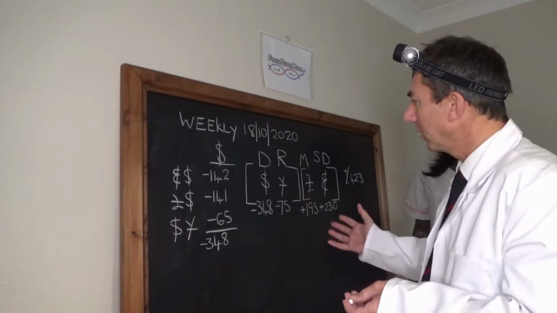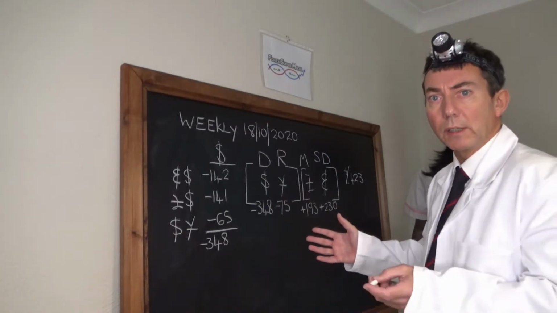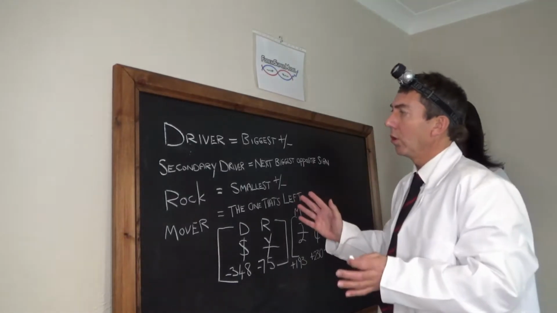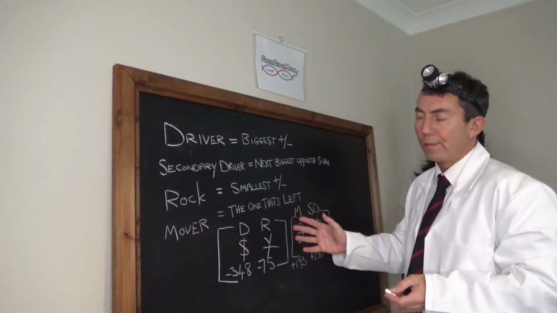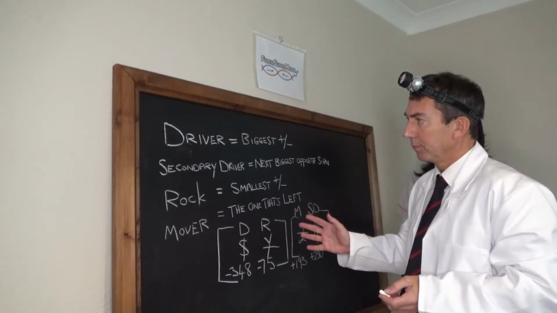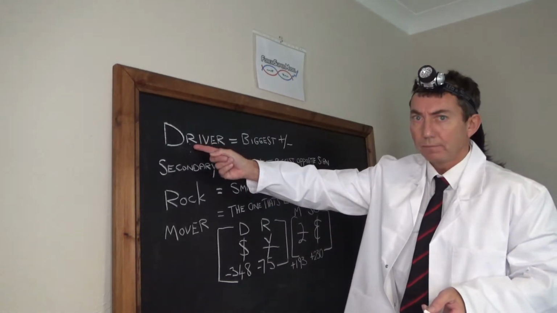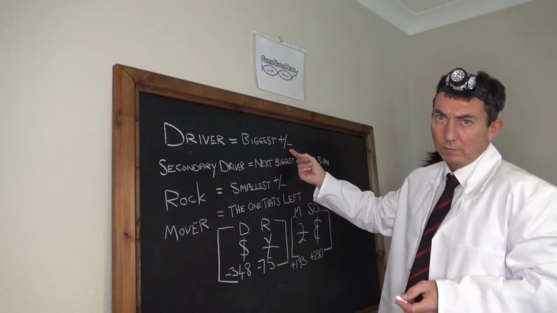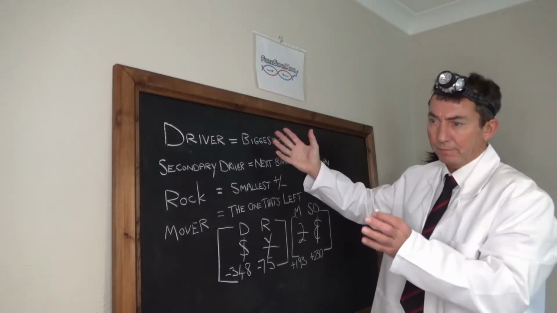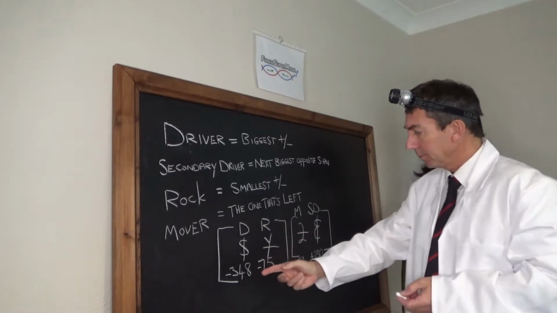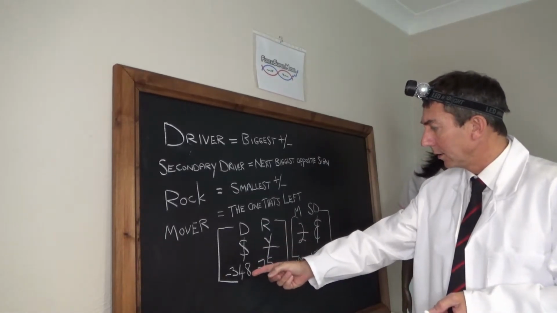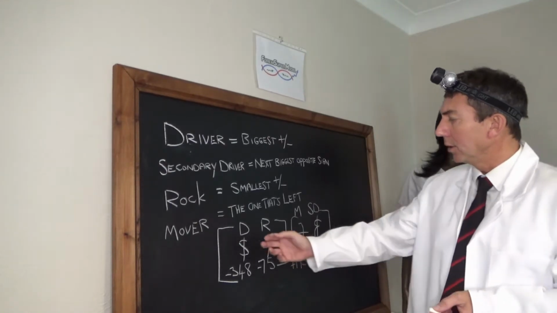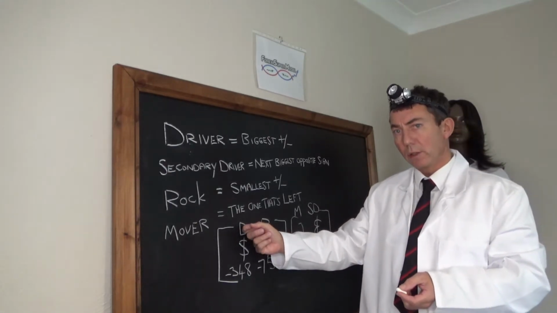Now I'll write this out again so we can get a better understanding of it. Right, so these are the four assignments for the complexes. The driver, which is the biggest positive or negative from the data. So in this case, -348 was bigger than the other positive, which was +230. So we know the dollar is the negative driver.